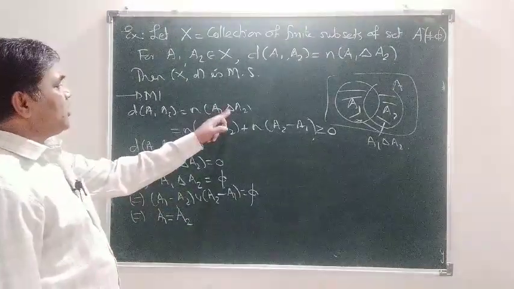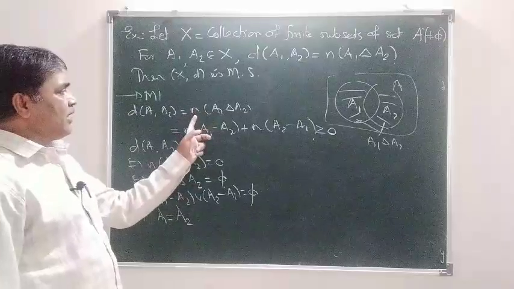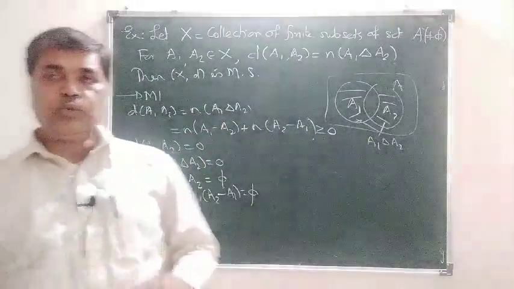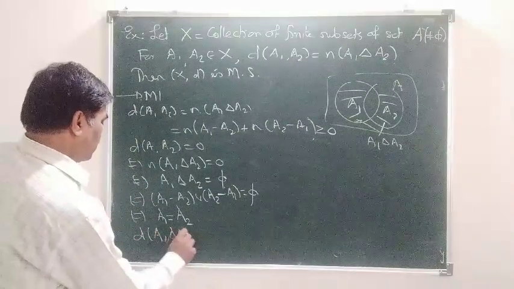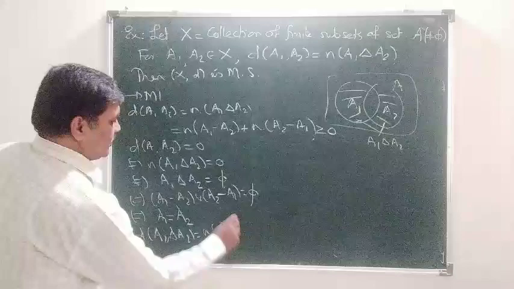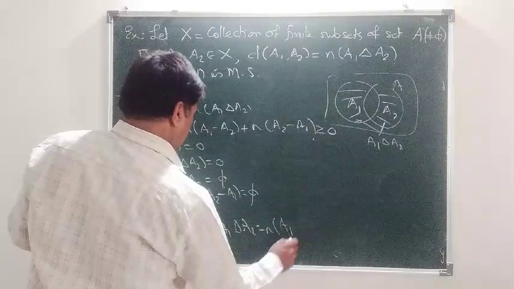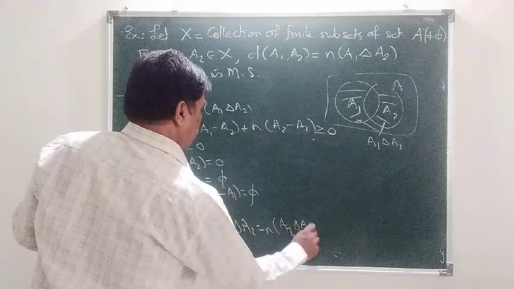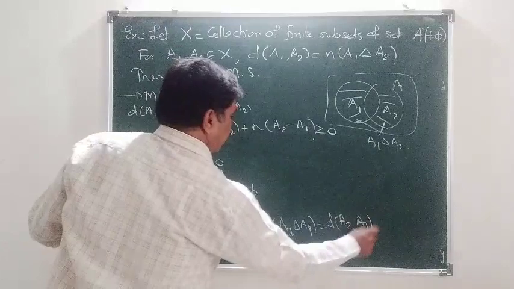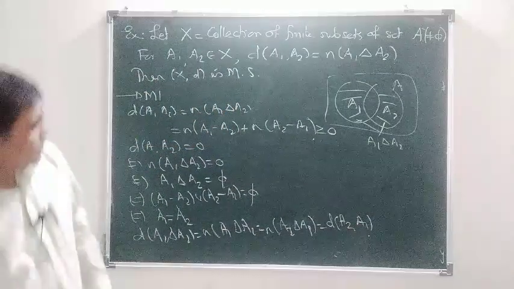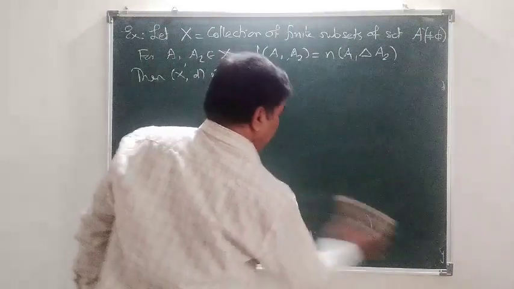Then the symmetric difference operation is commutative. D of A1 A2 is equal to the number of elements in A1 symmetric difference A2, which is the same as the number of elements in A2 symmetric difference A1, which is equal to D of A2 A1. Therefore, the symmetry axiom also holds. M1, M2, M3 are verified.